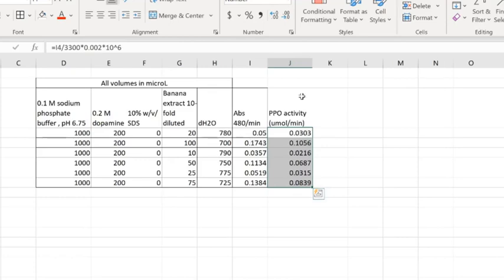Now, what you see here are several activity values already in the correct units, but we are interested in figuring out how does the PPO activity change in this experiment as we use different volumes of the banana extract. Here all volumes are given in microliter.